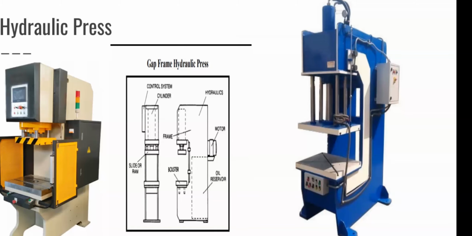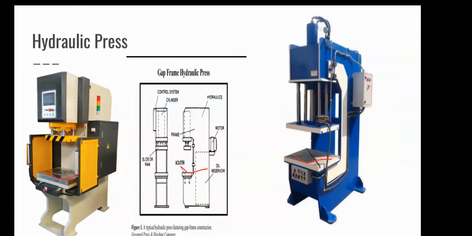And you can see, this is the platform. Here you can see this one, where we can keep the objects, and this part is moved. When this part is moved towards this part, with the objects in between them, the pressure, or let's say the force exerted by it, compresses the substance, and even a metal sheet can be changed into the desired shape because it exerts large force. This works on Pascal's law. Okay, this is the hydraulic press.